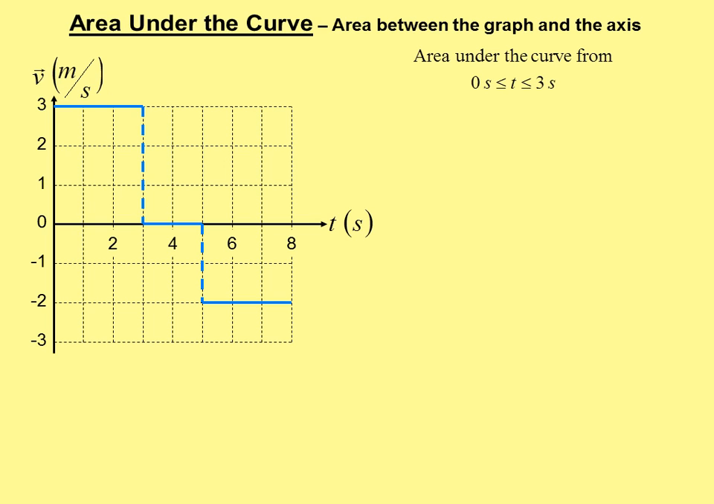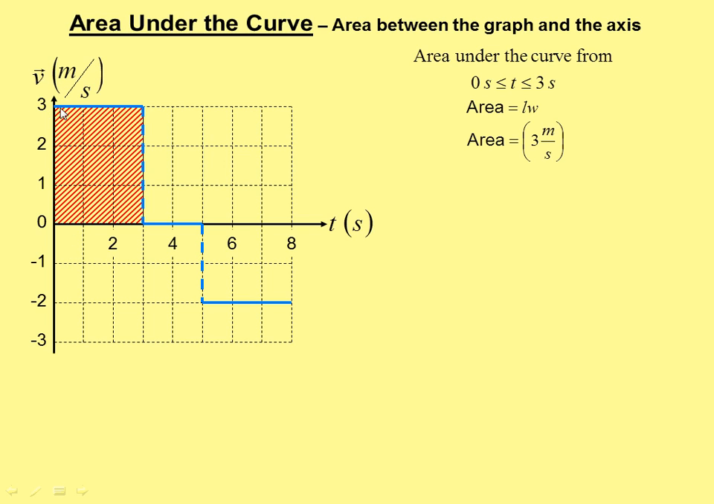Let's start out by looking at the area under the curve from 0 to 3 seconds. That would be this area. Well, that area is, of course, a rectangle, and hopefully you know how to find the area of a rectangle. It's simply length times width. So let's take this as the length, 3 meters per second, and this as the width, 1, 2, 3 seconds. So our area is 3 meters per second times 3 seconds. When we multiply this, the second on the top will cancel out with the second on the bottom, and so we'll be left with positive 9 meters.